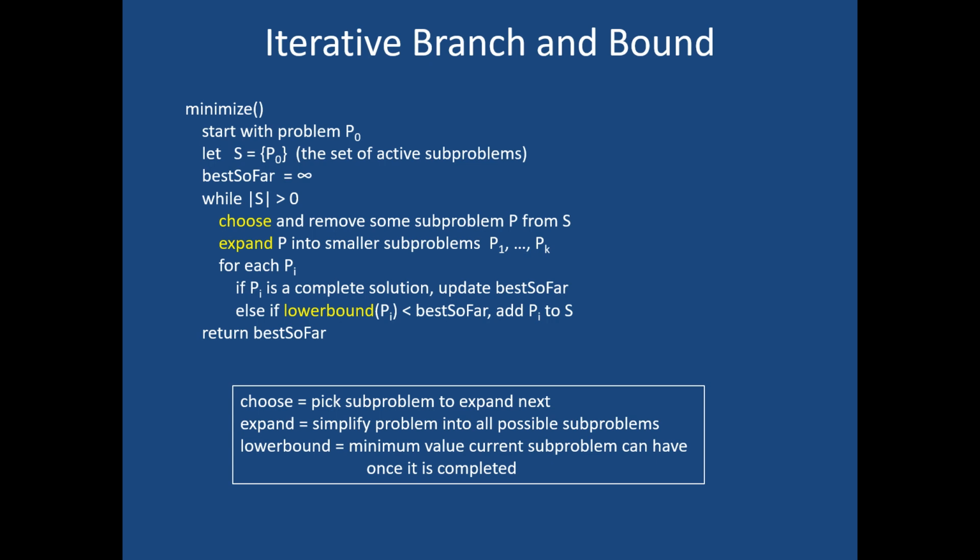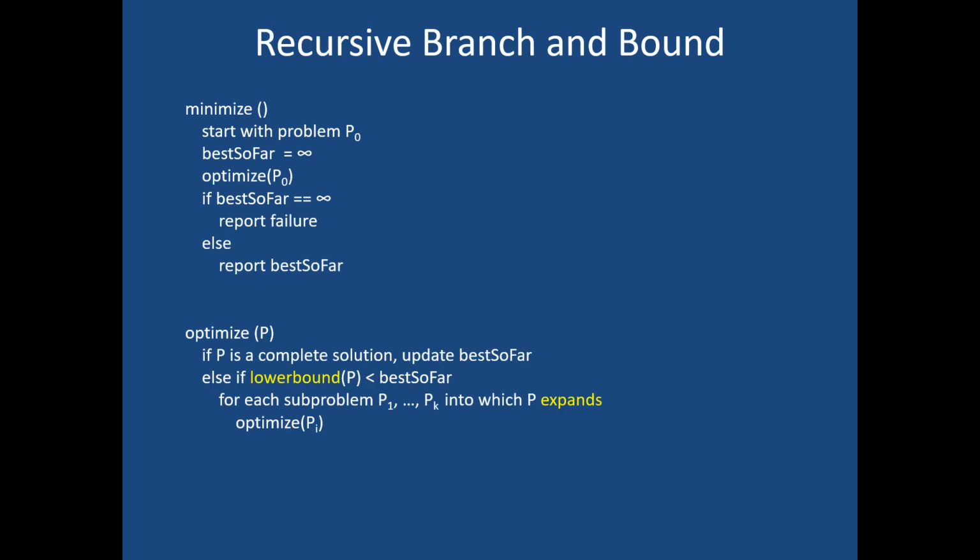Okay, so this is the recursive version. This is more like what we did in class last time. You start with a subproblem, you set best so far, you call optimize. So what optimize does is it looks at some solution. If it's a complete solution, you update best so far. If it is possible that it will lead to a better solution than you've seen so far, you expand it and recursively search each of the options. Otherwise, you back up and try something different.